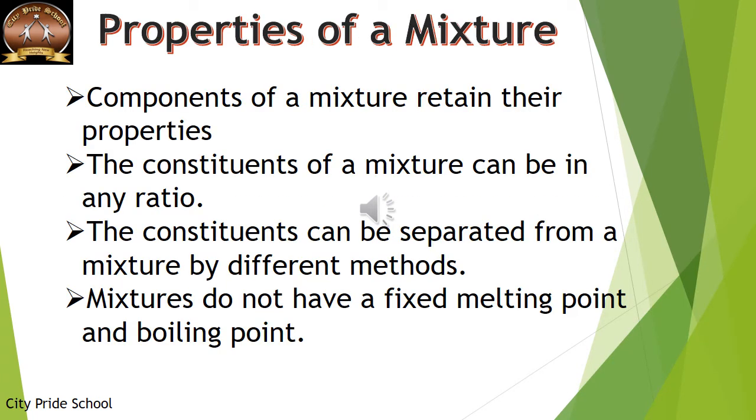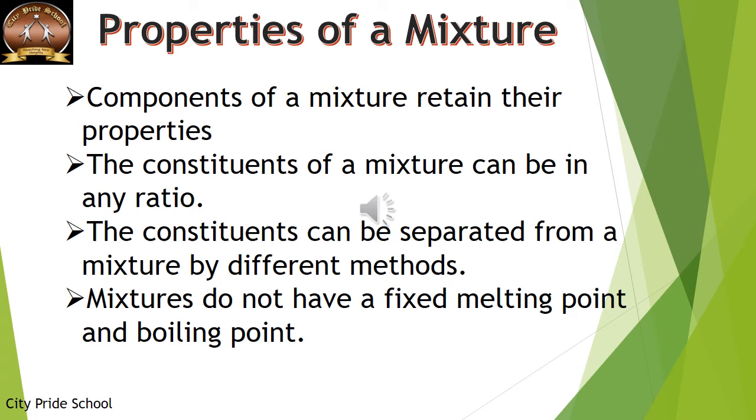So now let's check what the properties of a mixture are. Why will you call a particular combination a mixture? The first important property is that the components of a mixture retain their properties. Each component present in the mixture retains its property, it has its own property. There is no combination of properties. The constituents of the mixture may even be present in any ratio. The ratio is not fixed. As in case of compounds, we saw that they are mixed in a fixed ratio. But in mixtures, they can be mixed in any ratio.